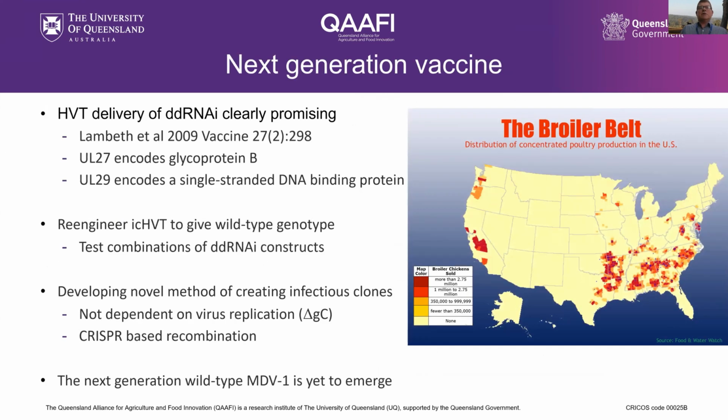Some colleagues of ours in the UK were able to complete a similar experiment with different targets using HVT and ddRNAi, so we have that proof of concept as well. The next steps would be to re-engineer our HVT to get that wild type replication capacity, and then move on from there.